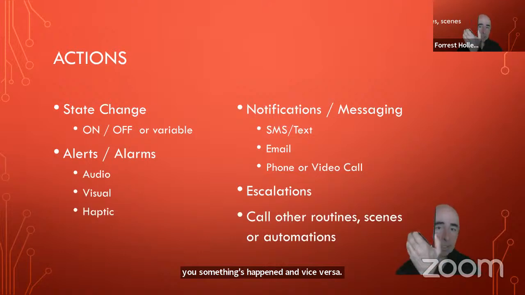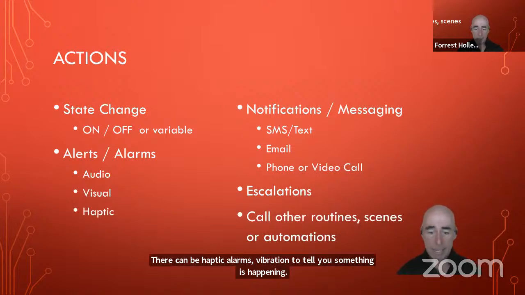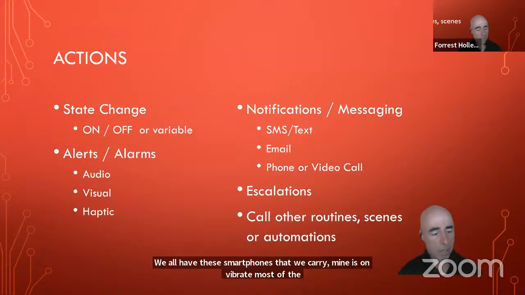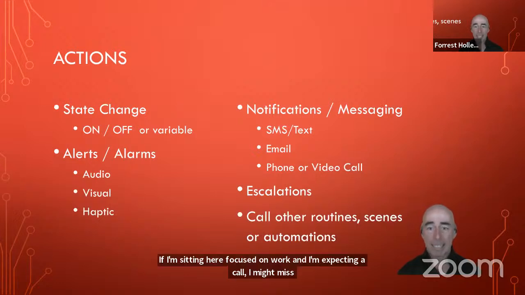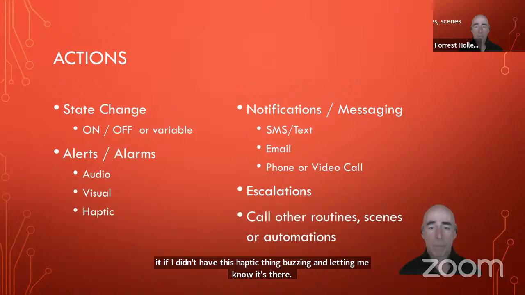We all have these smartphones that we carry with us. Mine is in vibrate mode most of the time. And if I'm sitting here focused on work and I'm expecting a call, I might miss it if I didn't have this haptic thing buzzing and letting me know it's there. So there's a number of different types of alarm systems we can do, or alarm capabilities.